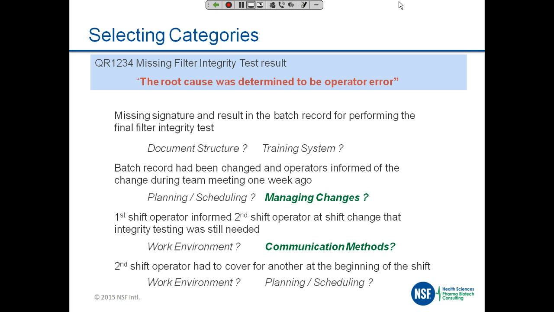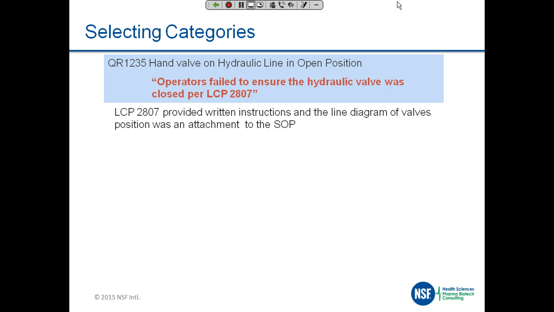Or, in this particular case, the first shift operator informed the second shift operator, hey guy, remember to do the filter integrity testing. Well, the batch record had changed and he was not zeroed in on that yet. So communication was an issue. If you look at this particular situation, there's an opportunity to improve changes and improve communication. And if these are categories that are called out, you set yourself up for dealing with that kind of a situation proactively. One more example.